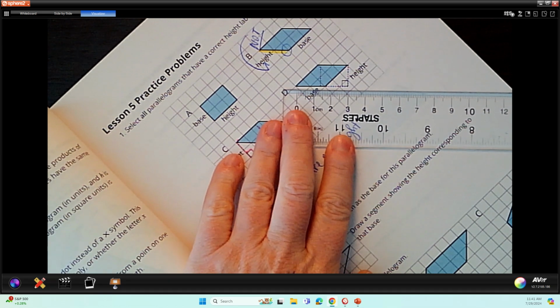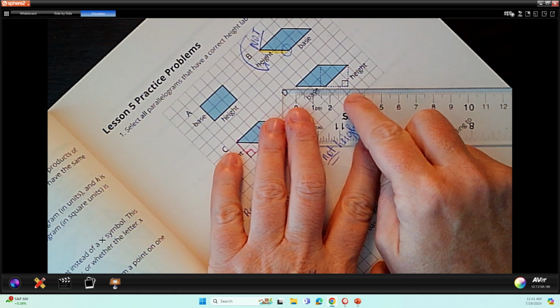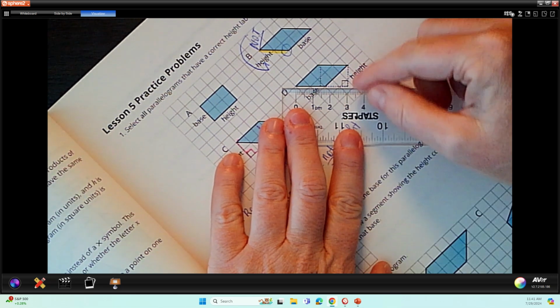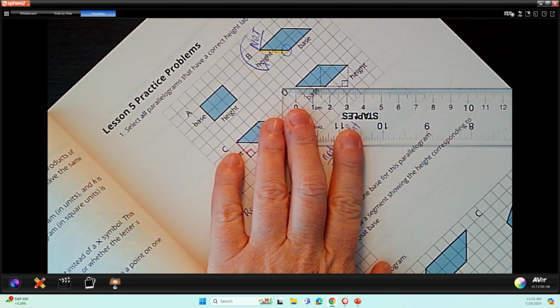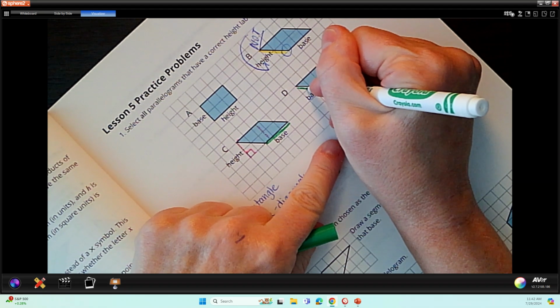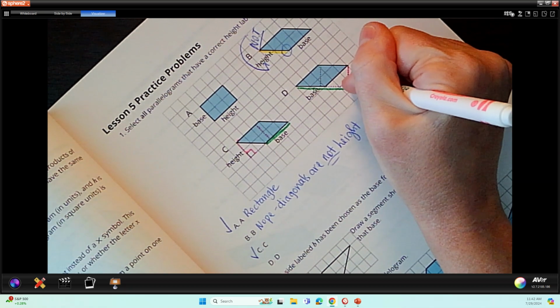So if I can't use the graph paper, it's a little harder, but if I were to measure this with a centimeter ruler, I can see that this straight line is 3, so that would be my base, and there's my height, okay? The height is perpendicular to the base. That's what I'm looking for. I'm looking for a straight base and a line that forms a right angle.